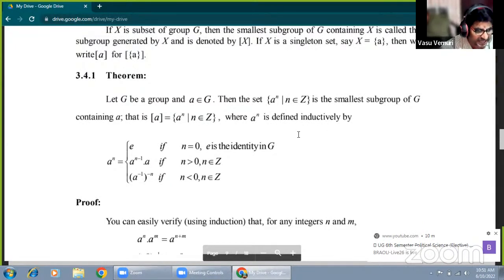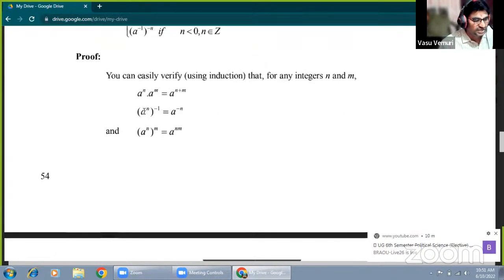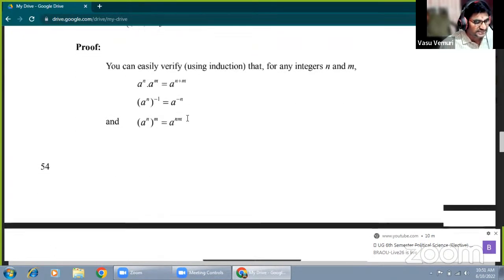Now there are two generators in an infinite cyclic group, 1 and minus 1. Suppose given the group of order n, then the number of generators is phi of n. That's enough. Now you just have to see and verify this one.